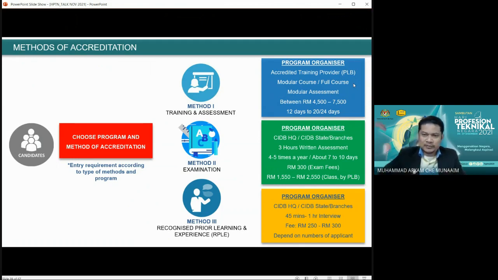Then you can forget the first module, go on to the second module, come to class and get assessed. You can forget the second module, come to the class and get assessed, forget the third module, and then go up to the final modules. Basically it's easier to pass, but it comes with a higher cost. Of course, it's about 4,500 to 7,500 ringgit, while this one is just about 250 to 300 ringgit. You can also take the moderate option, about 1,500 to 2,500, conducted by PLB, not by CIDB.